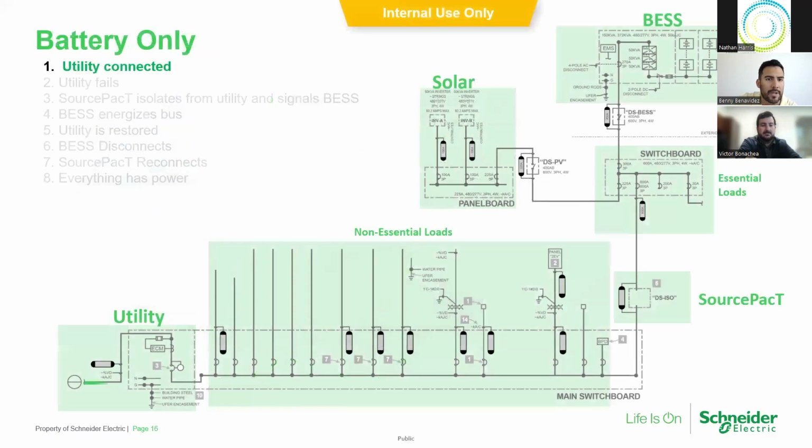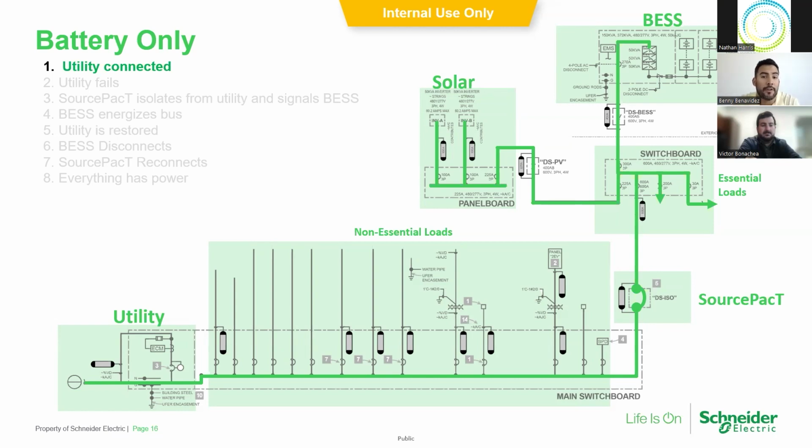So if we go through this animation here, this is from the single line diagram that we worked with a consultant. And here you have an incoming utility. This utility is feeding into your board. Now on the far right there, you see SourcePack highlighted. Its designation is DS ISO. And then upstream of SourcePack is this critical switchboard or panel board where you have your energy storage system and your solar system connected to the switchboard.